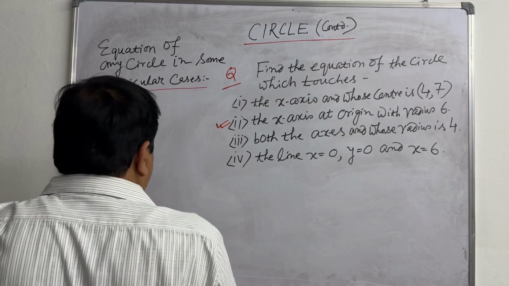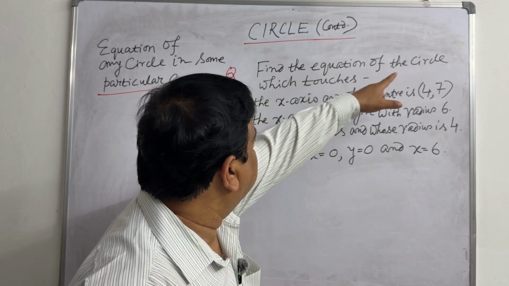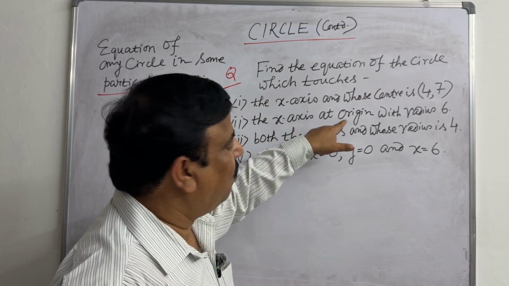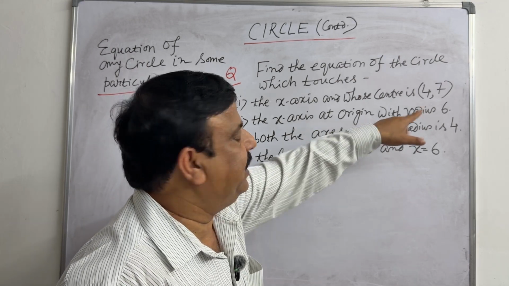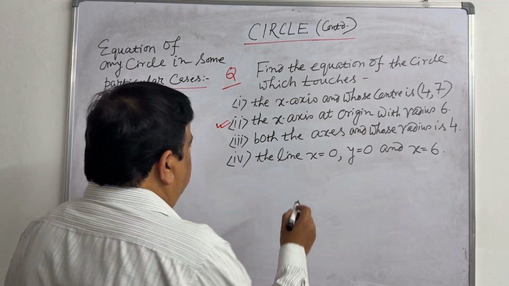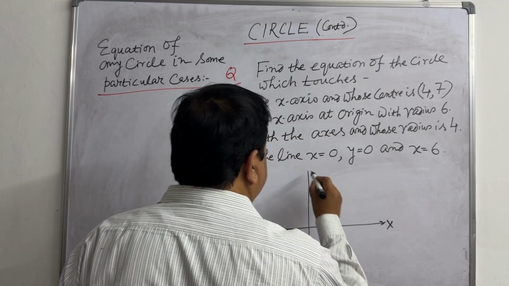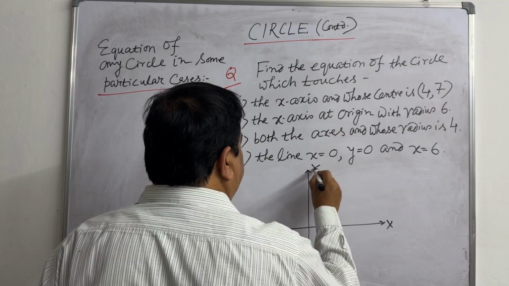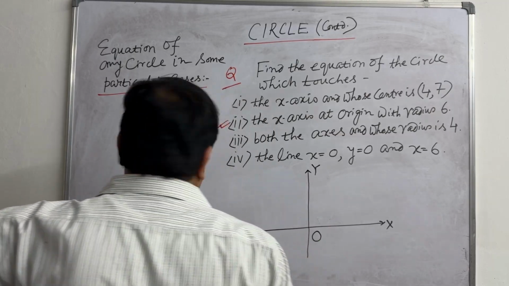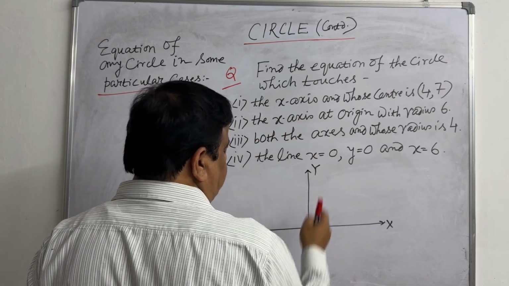Okay? What is the question? Find the equation of the circle which touches the x-axis at origin with radius 6. Draw the circle. So this is x-axis, this is y-axis, and here is your origin. Here, the circle touches the x-axis at origin.